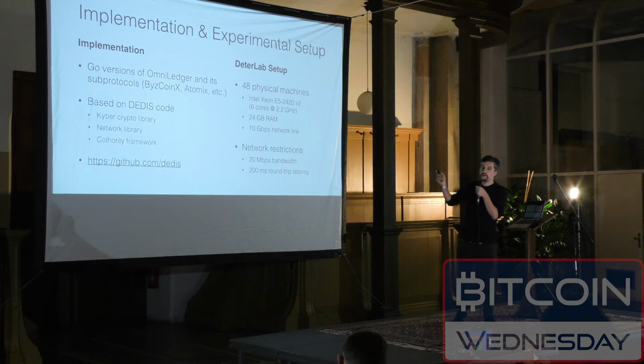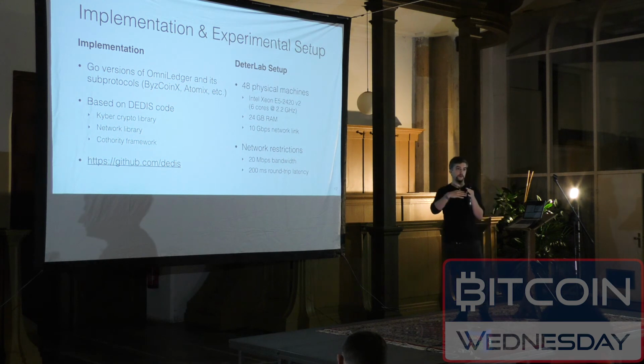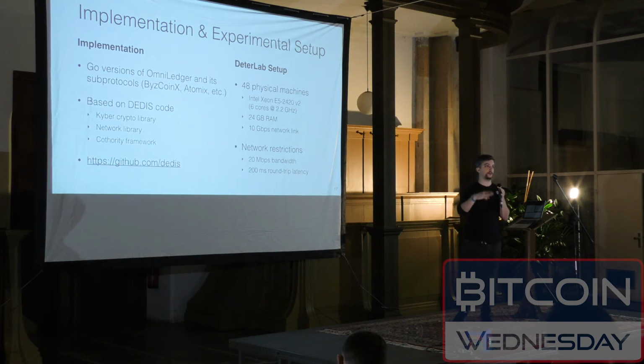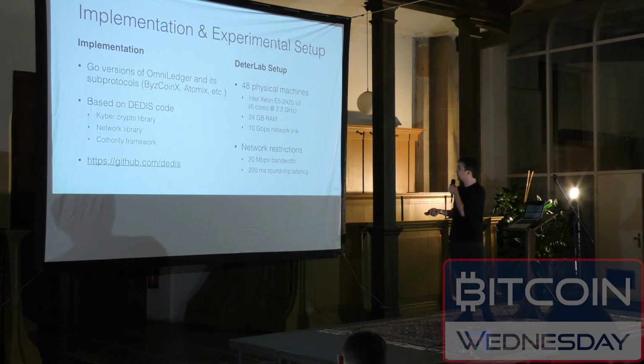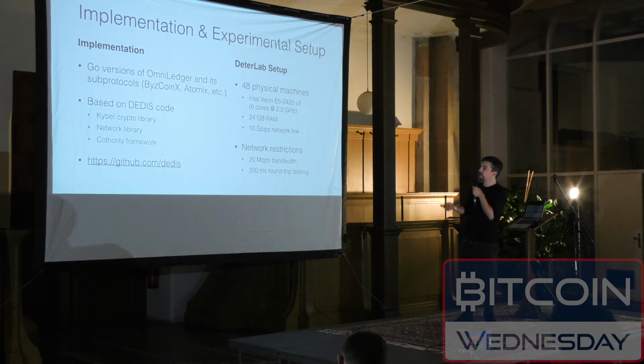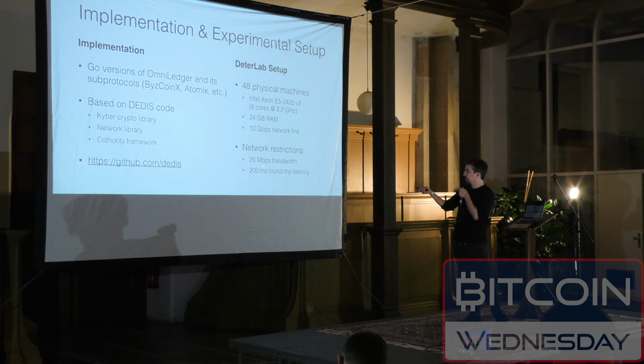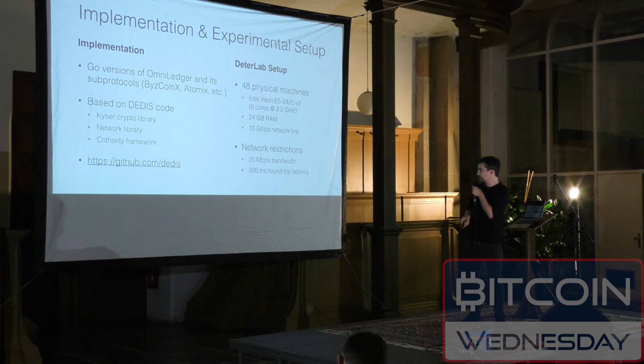Then we evaluated OmniLedger on 48 physical machines, and we did some multiplexing of the processes on top of all the machines. We also put some network restrictions to simulate a real-world deployment. For example, we reduced the bandwidth to 20 megabits per second, and we imposed a 20 millisecond round-trip latency.